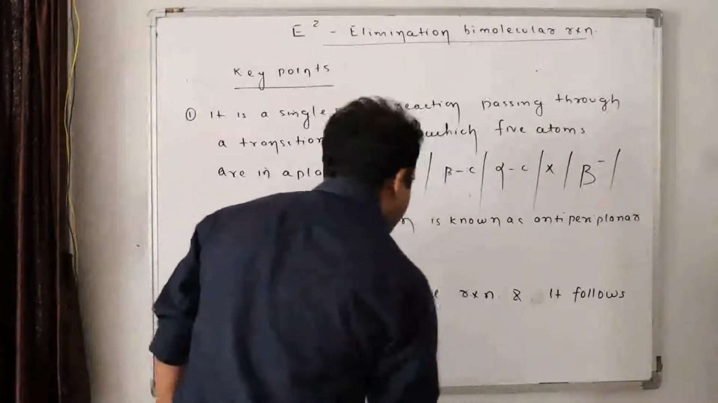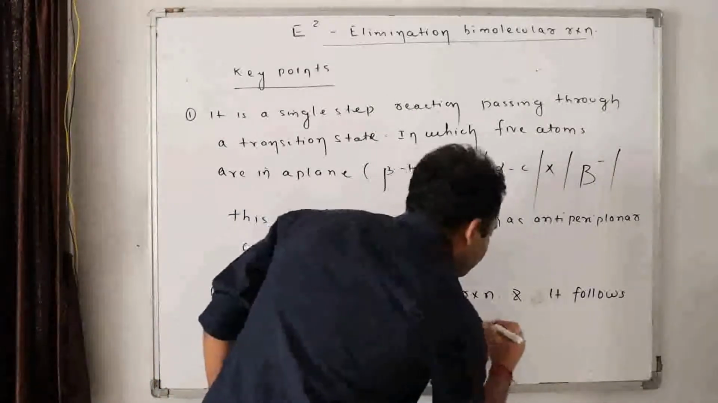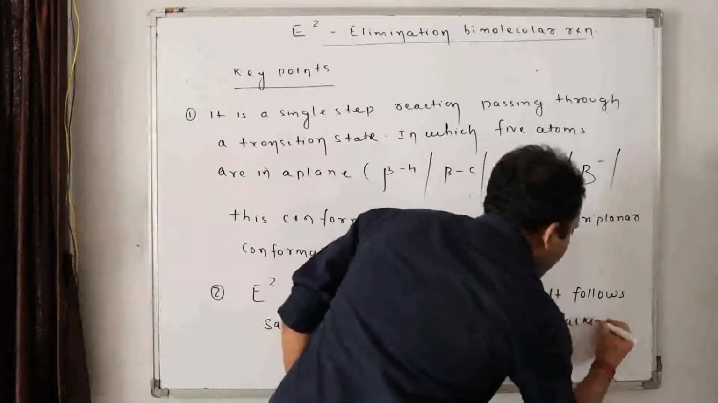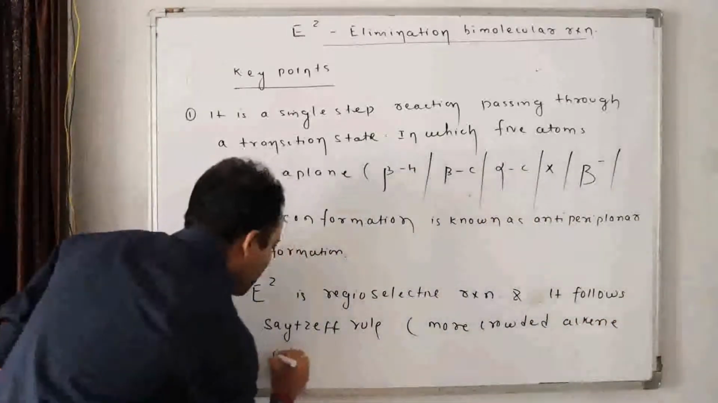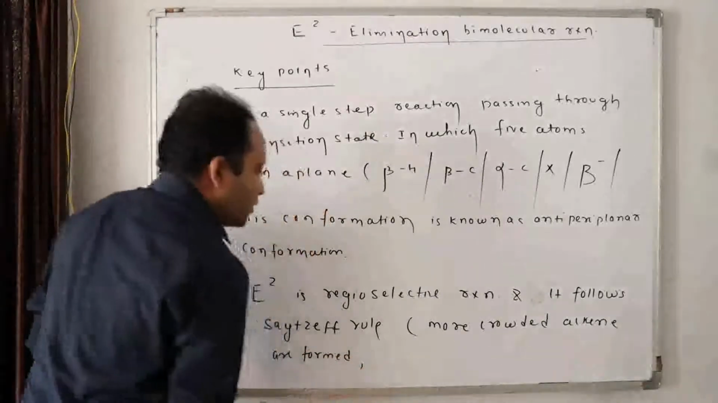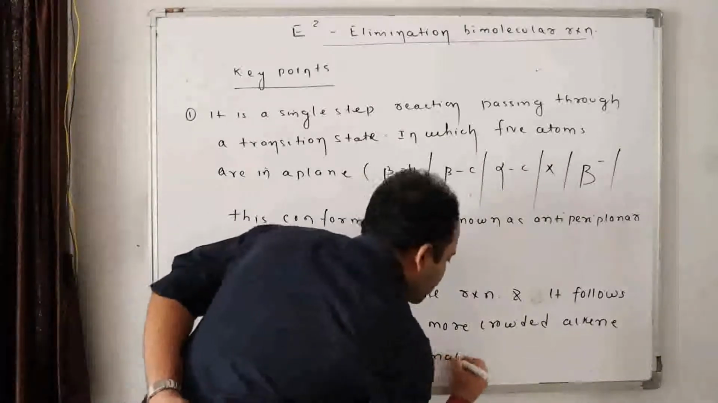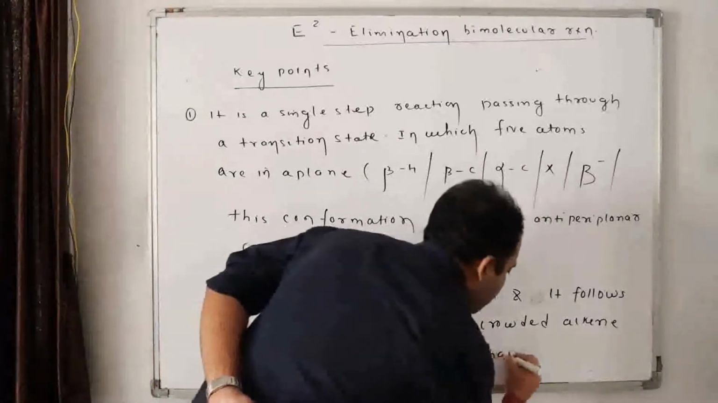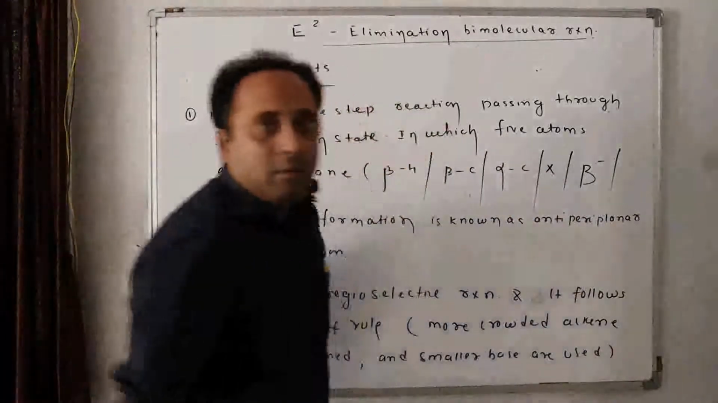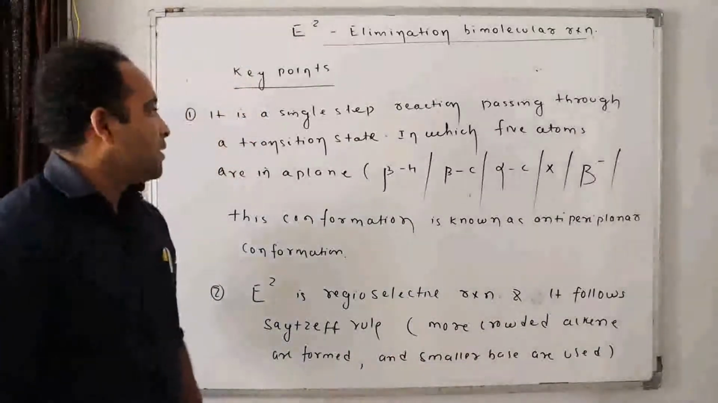So E2 is a regioselective reaction, and it follows the Saytzeff rule. What is the Saytzeff rule? It means more crowded alkenes are formed, and smaller bases are used. Which type of bases do we use? We use smaller bases. Okay.